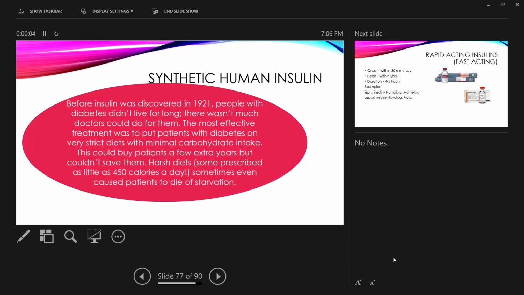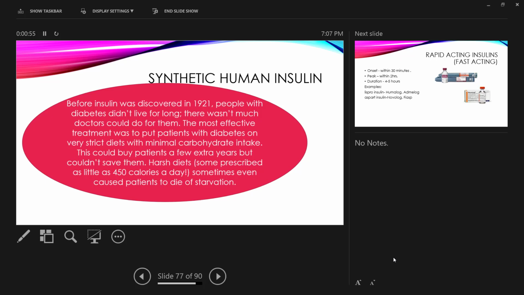Okay, so now we can start talking about insulin. Just quick facts about insulin. Insulin was discovered in 1921. Before that, people with diabetes didn't really live very long, and treatment just consisted in limiting the amount of carbohydrates a patient ate. This limitation in carbohydrates resulted in super harsh diets.